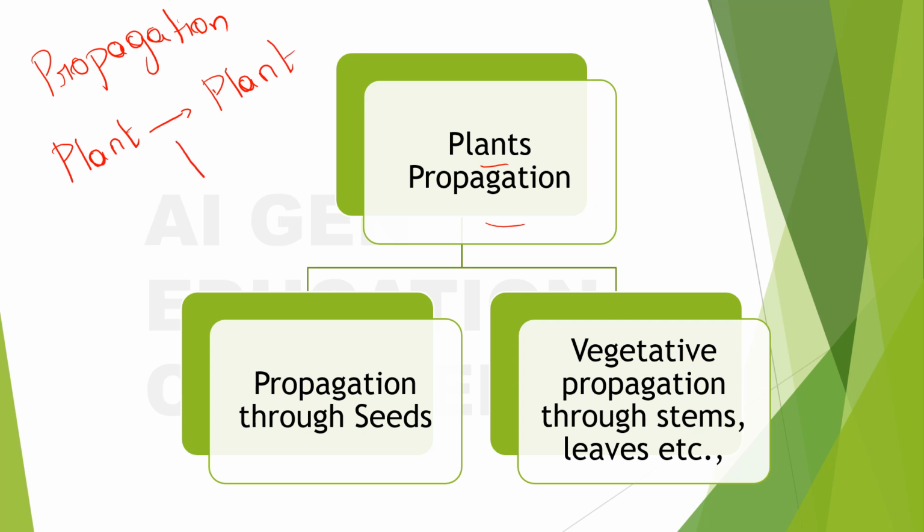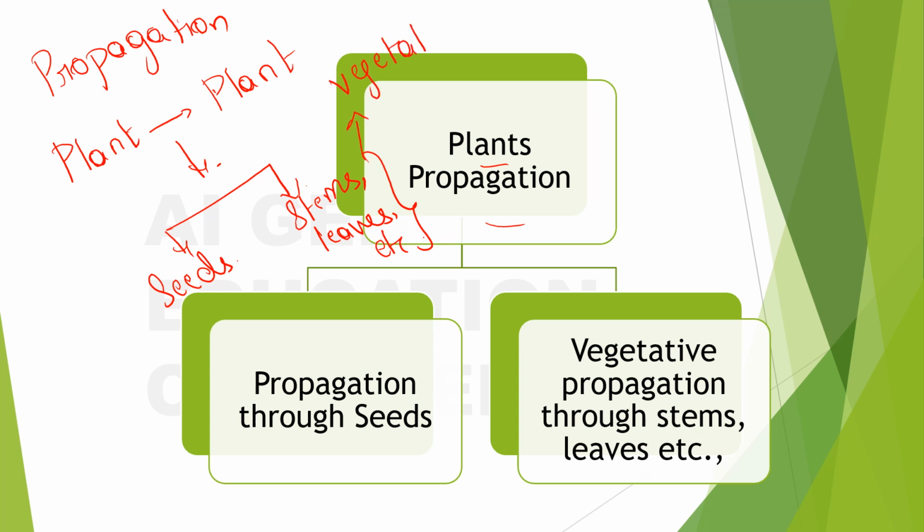So this process can be done in two ways. That is through seeds, and the other way is through stems, leaves, spores, etc. Okay? This is called vegetative propagation. What is it? Vegetative propagation. So, what is the meaning of propagation? Propagation means that a plant giving rise to a new plant.